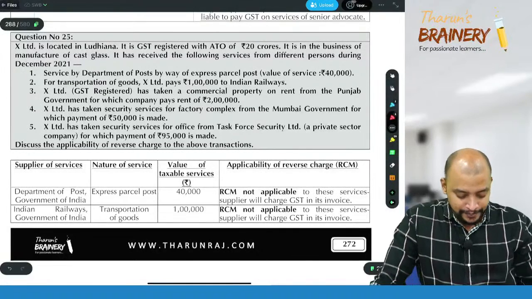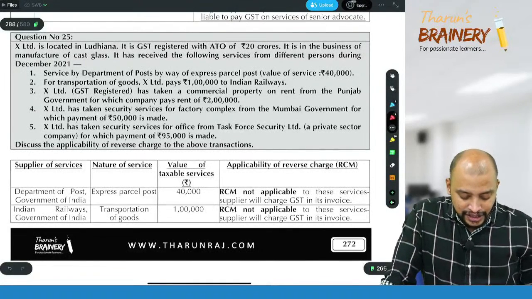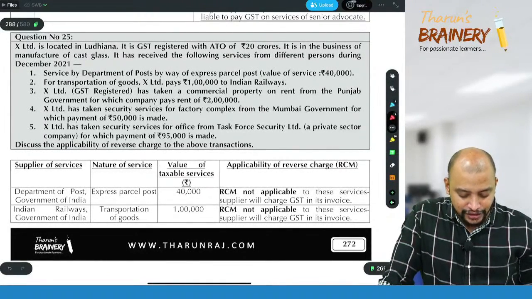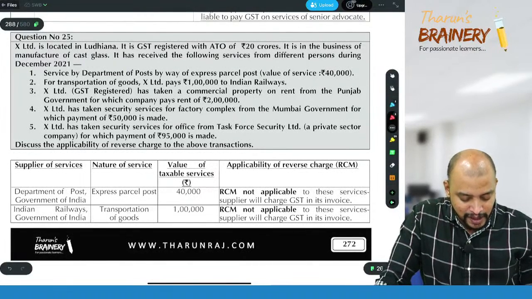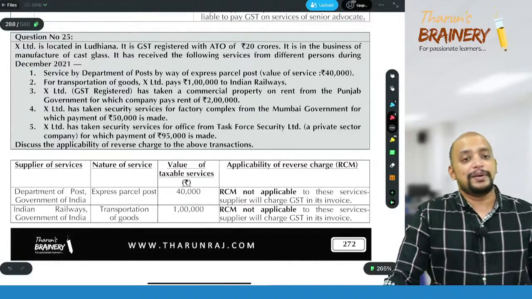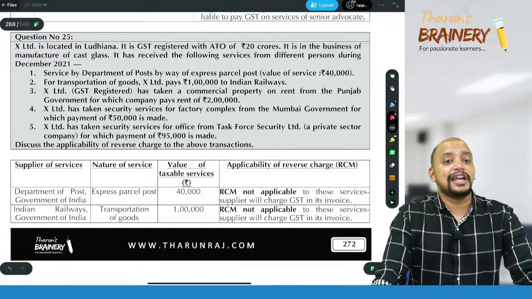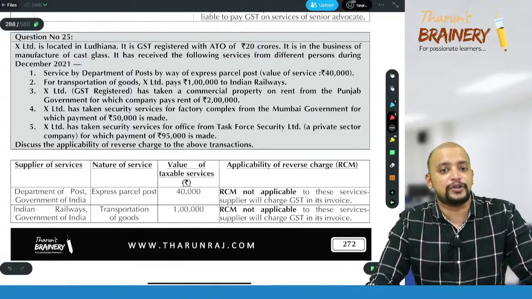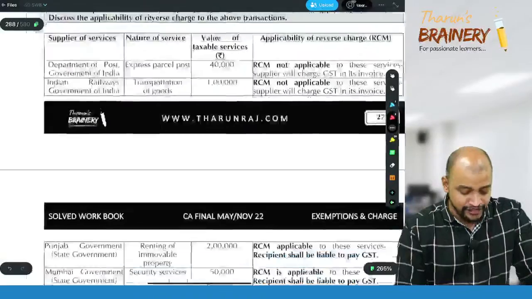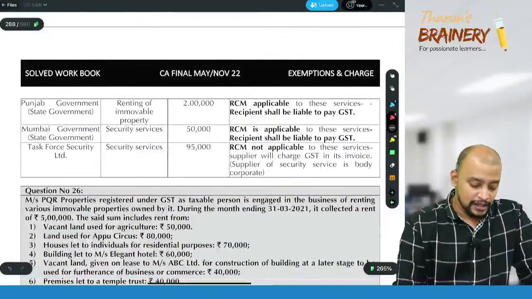They need to pay. X Limited has taken security services for office from Task Force Security Limited, a private sector company, for which payment of 95,000 is made. That will be taxable under FCM. Why? Security agency should be other than body corporate to come under RCM. It is body corporate, so FCM. Done.